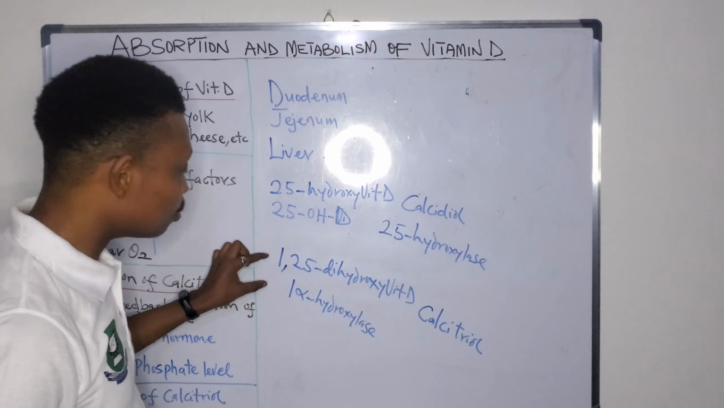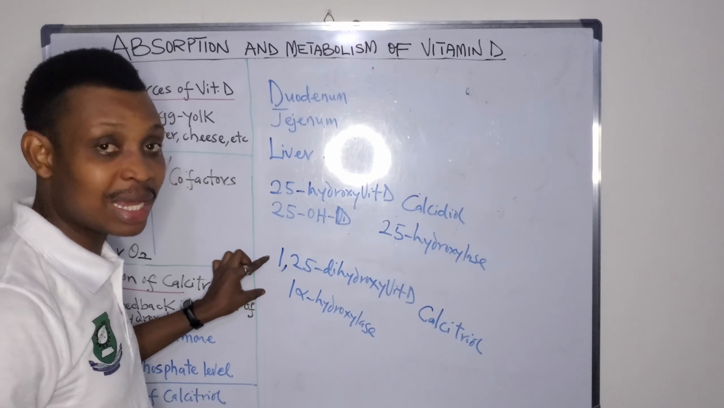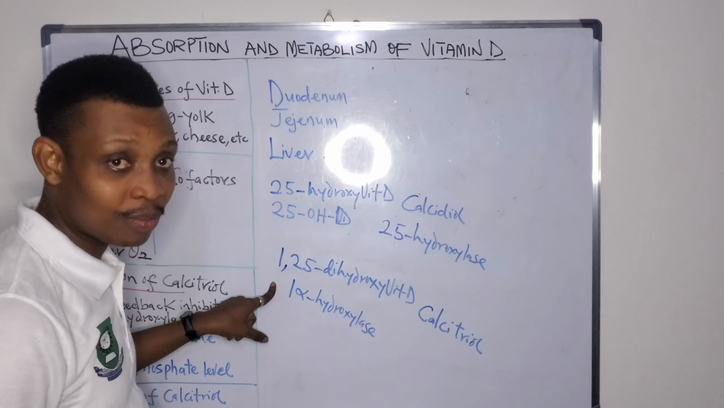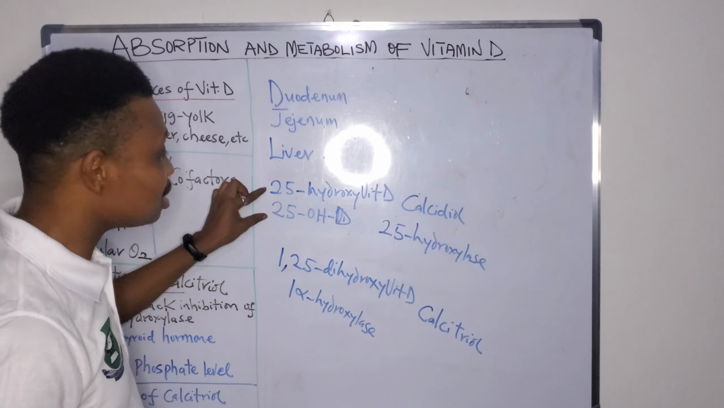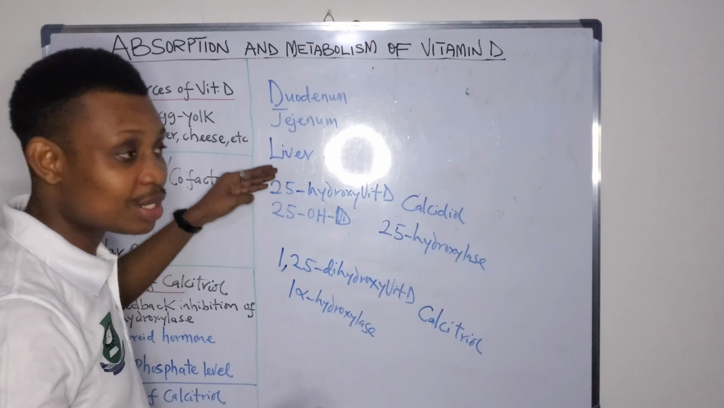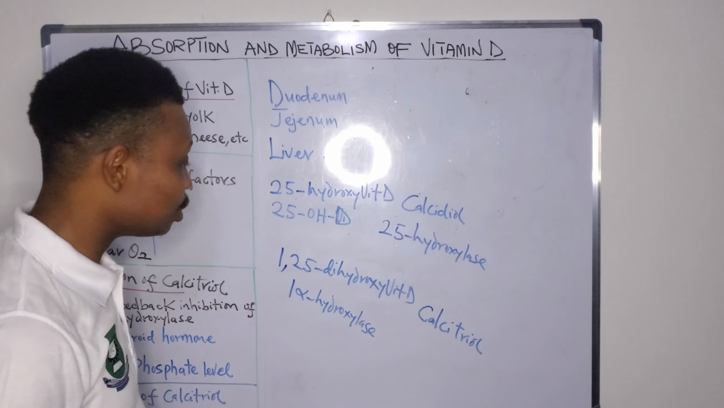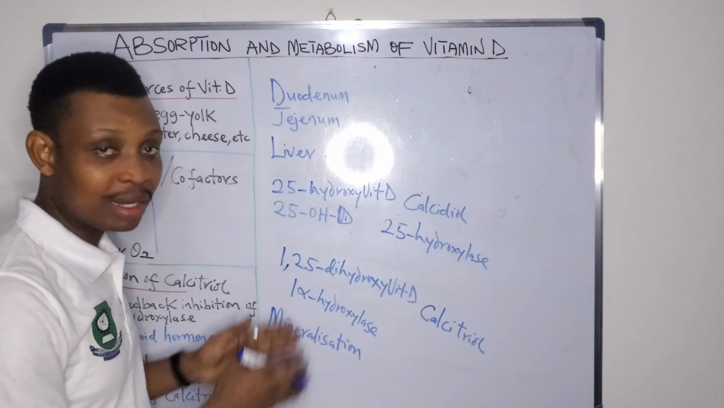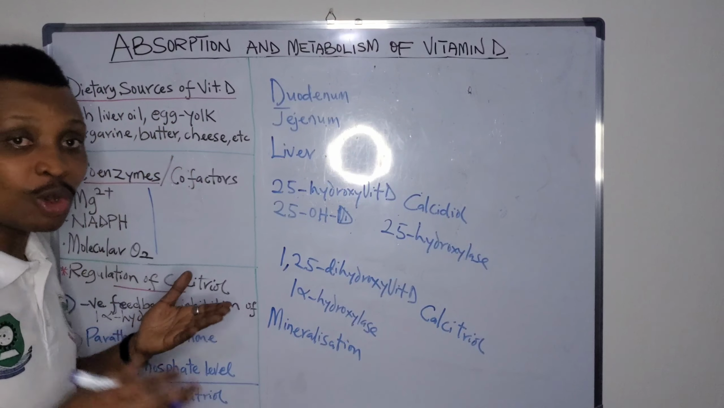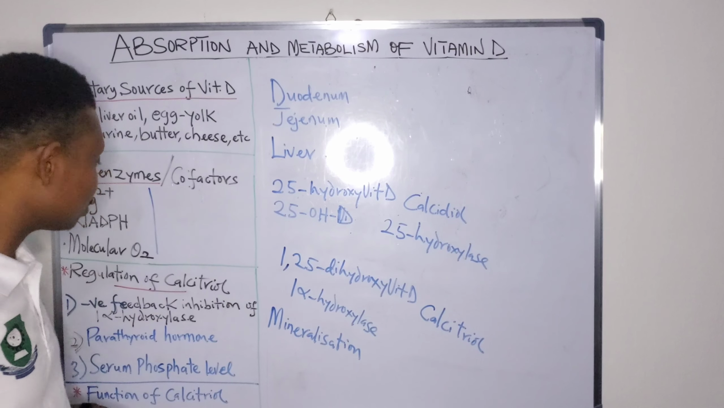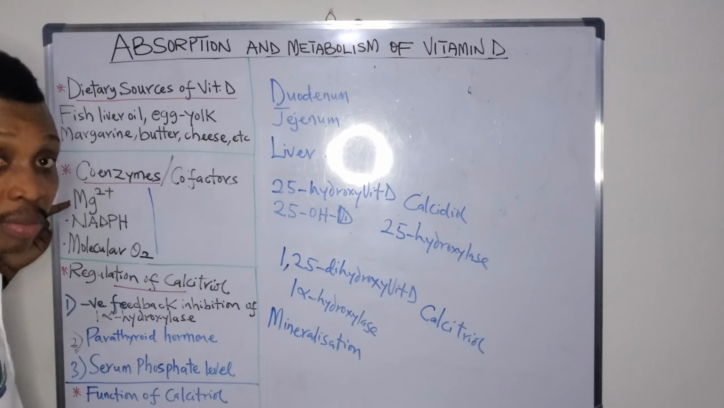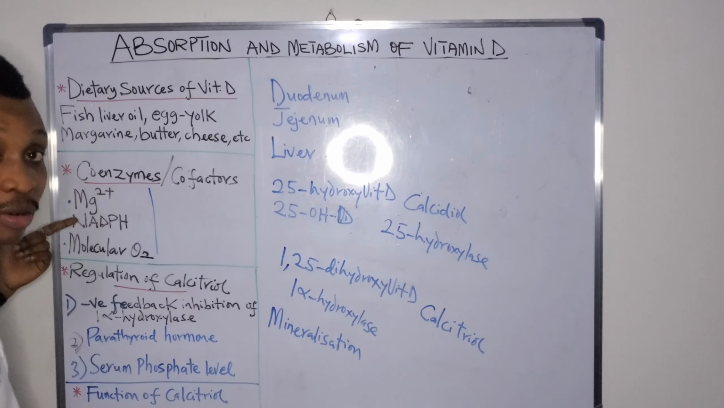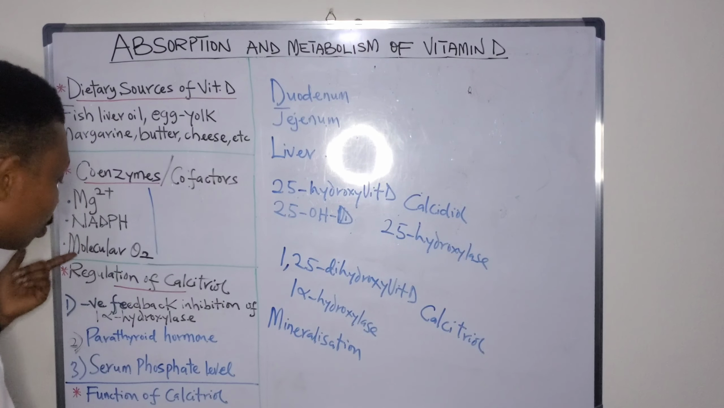However, 1,25-dihydroxy vitamin D is the active form. So this is not the active form. This is the active form of vitamin D, but this is the form of vitamin D that is present in the circulation. So whether the hydroxylation occurs in the liver or in the kidney, it must occur in the presence of certain cofactors, which include the magnesium ion, the reduced form of nicotinamide adenine dinucleotide phosphate, and then molecular oxygen.